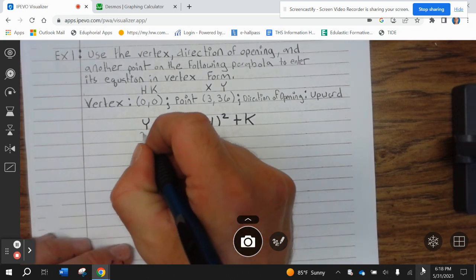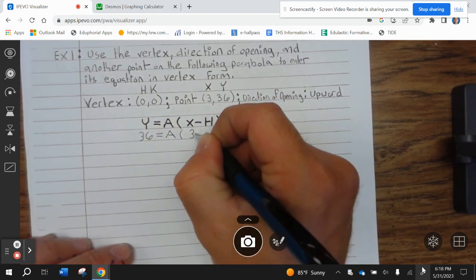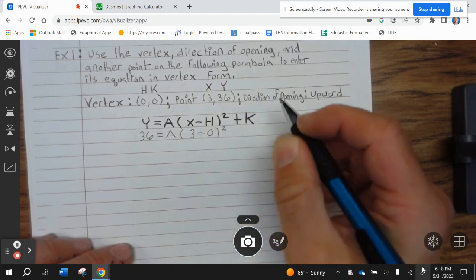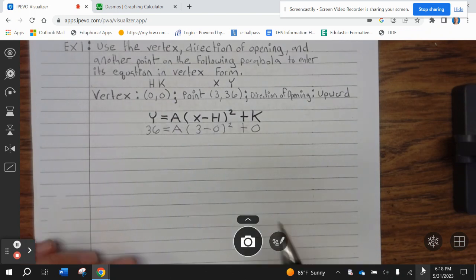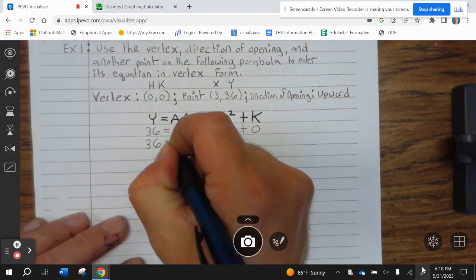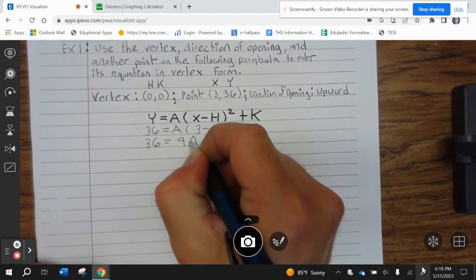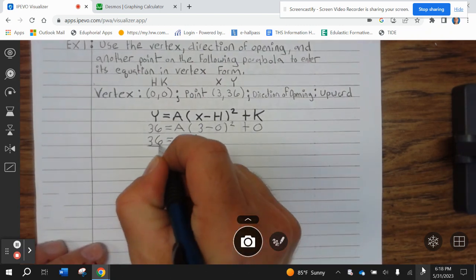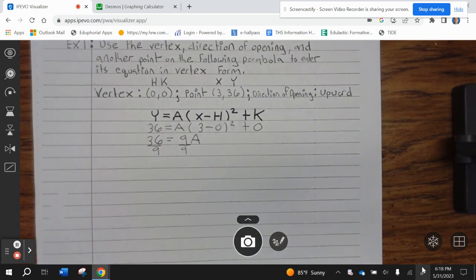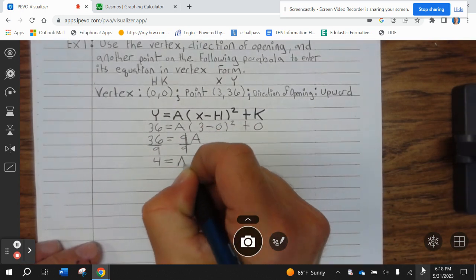So y is 36 equals a, we don't know, parentheses x, which is 3, minus h, which is 0, squared, plus k, which is 0. Okay, well, that's 36 equals 3 minus 0 squared is 9, so this becomes 9a plus 0, which is just 0. So now we solve for a. Divide 9 by both sides. 36 divided by 9 is 4. That's 1, so a equals 4.